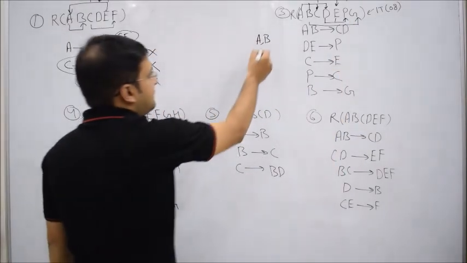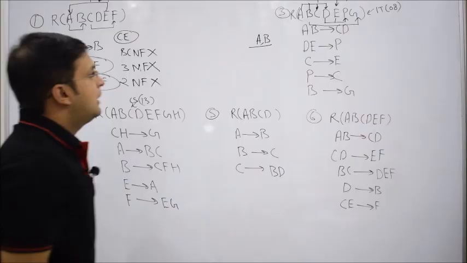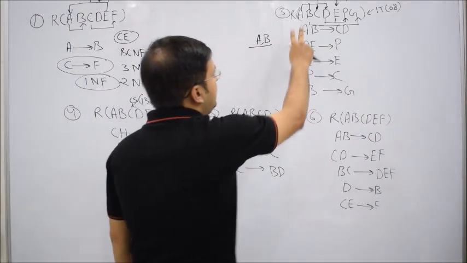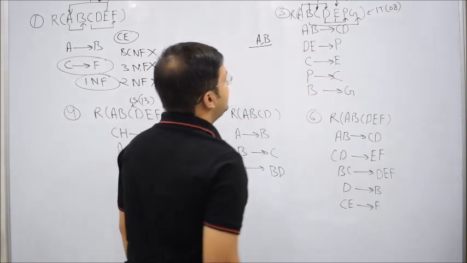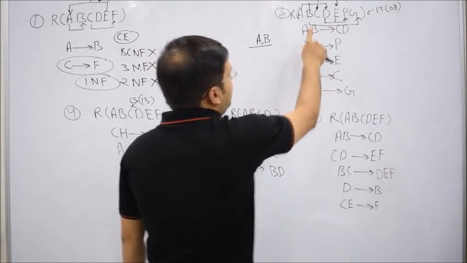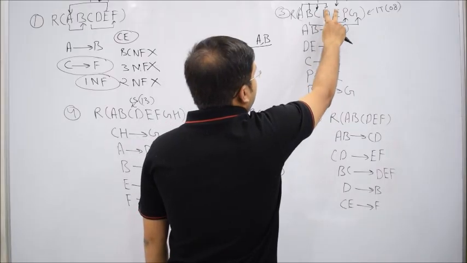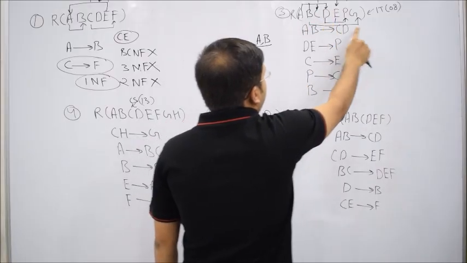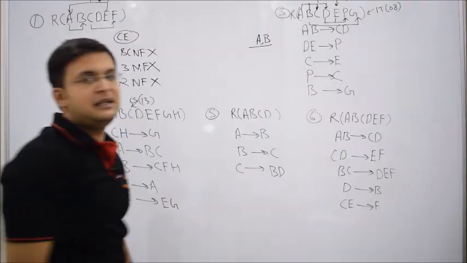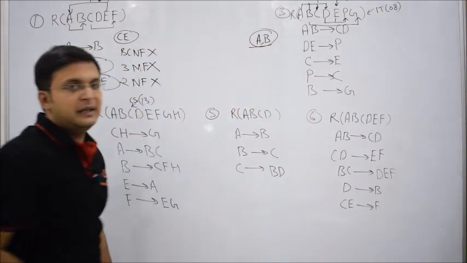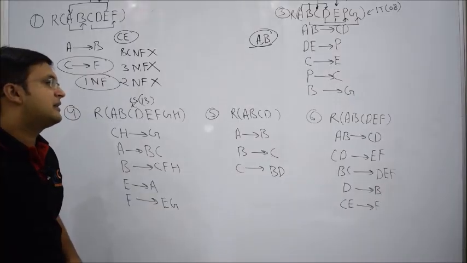Now again, step number 1, you should first check whether A, B themselves is a candidate key or not. You see, from A, B you can find C and D, and from C you can find E, and then again from D and E you can find P, and from B you can find G. That is a very easy case, because here we find that A, B themselves is a candidate key, and these are essential attributes.